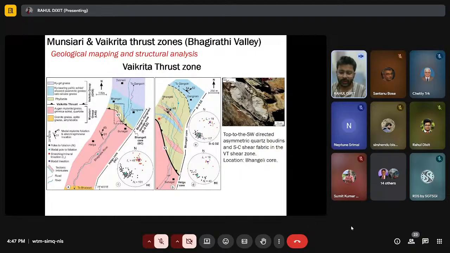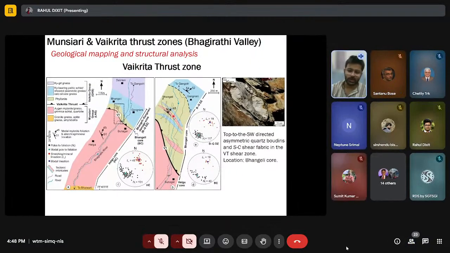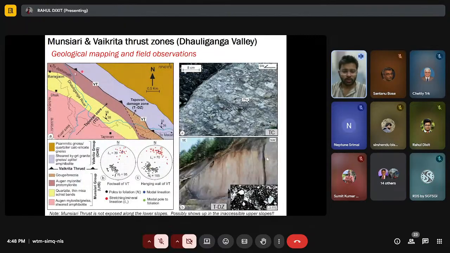where this light green color is basically the phyllonite zone that is present in the Bhagirathi Valley. And within that phyllonite zone, these are the imbricates of footwall and hanging wall rocks that are being repeated over one another because of the same reason, that is the isoclinal folding transposed by progressive ductile shearing to the southwest.